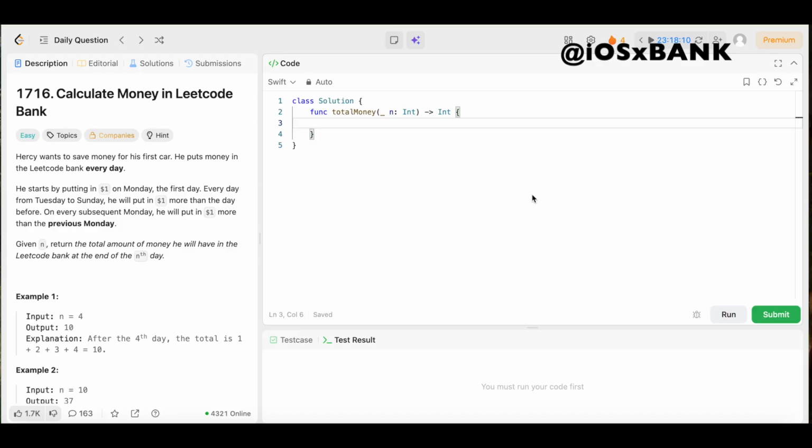All right, y'all, we're back again, another day, another LeetCode problem where we're doing daily LeetCode problems. And today we have question number 1716, Calculate Money in LeetCode Bank. The difficulty level is easy, so you already know we're going to keep the solution as simple and easy to understand as well.